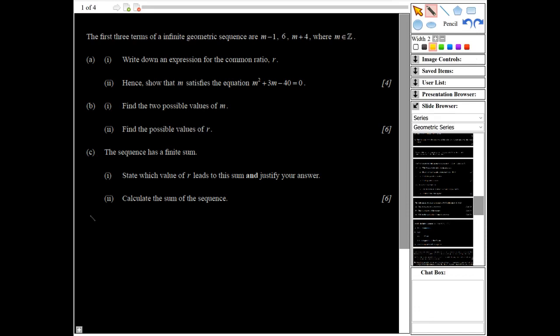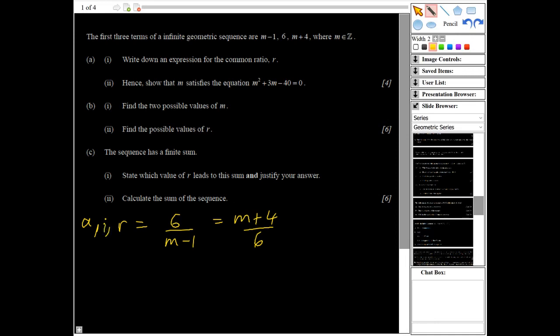Now, the common ratio is always the second term divided by the first term, or the third term divided by the second term, or the fourth term divided by the third term. So I can say that R is equal to 6 divided by m minus 1, and it would also be equal to m plus 4 divided by 6, either of those. So part 2 says, hence show that m satisfies the equation m squared plus 3m minus 40 is equal to 0. So I've got those two different versions of R there.